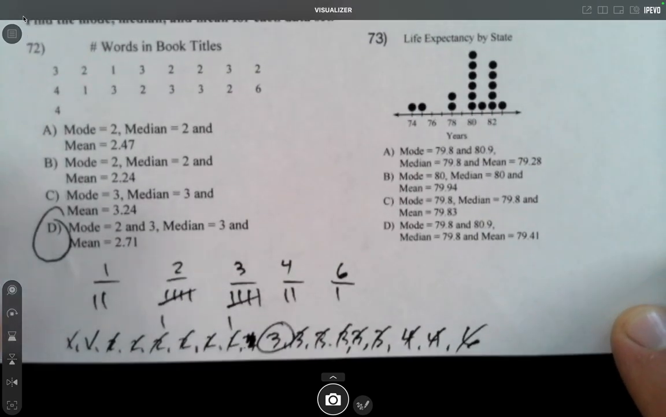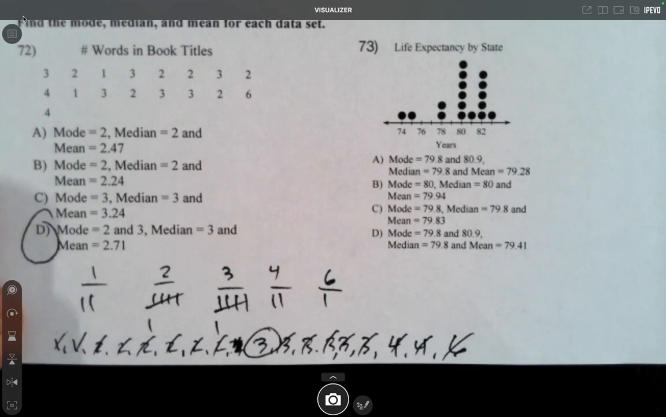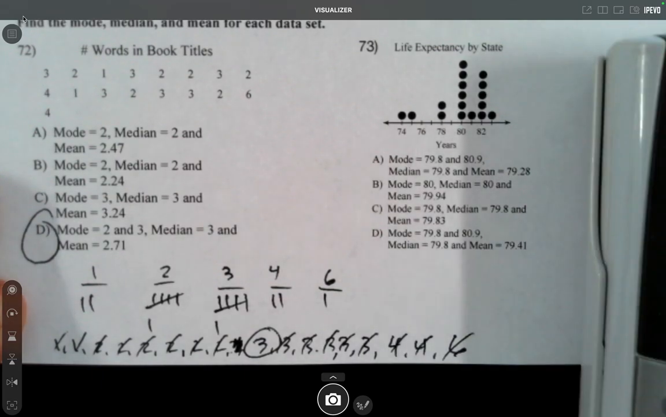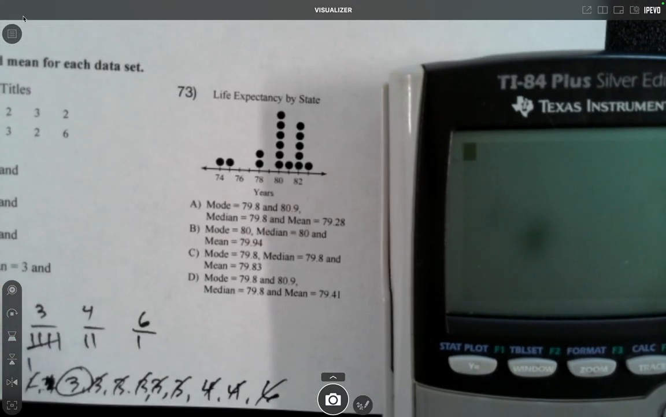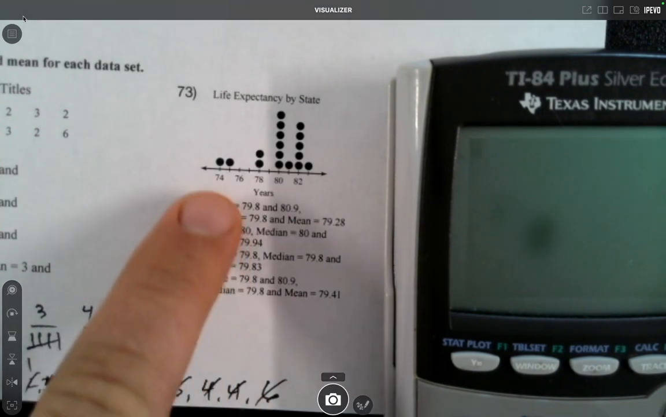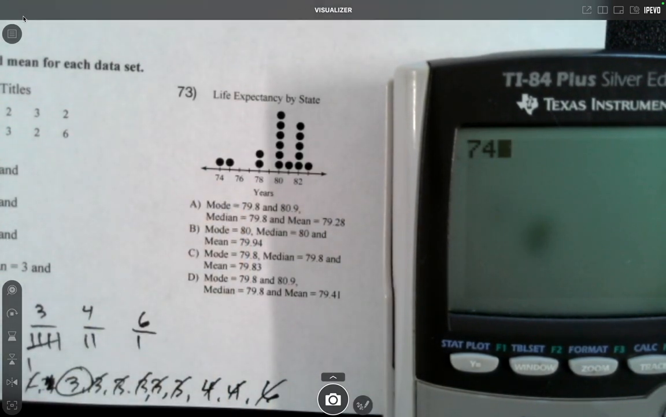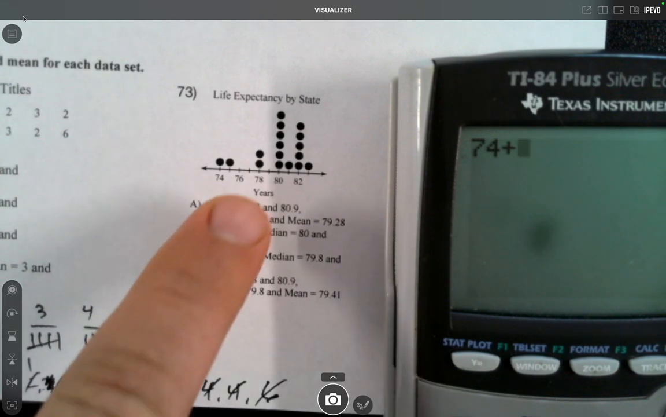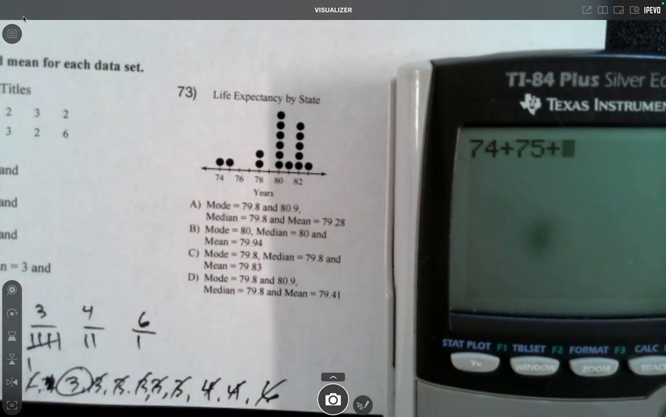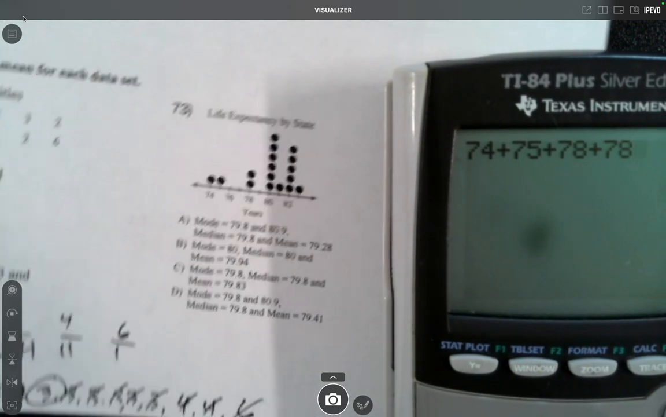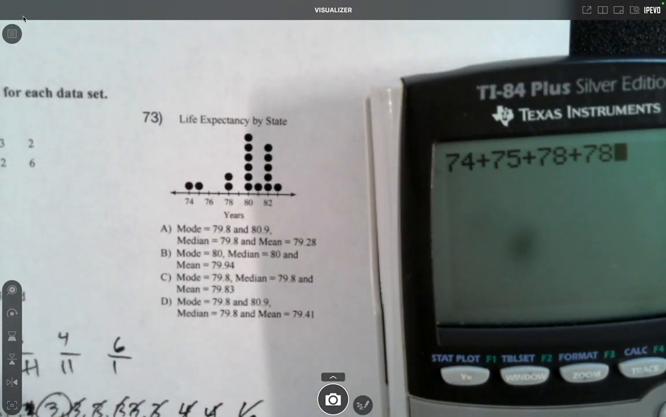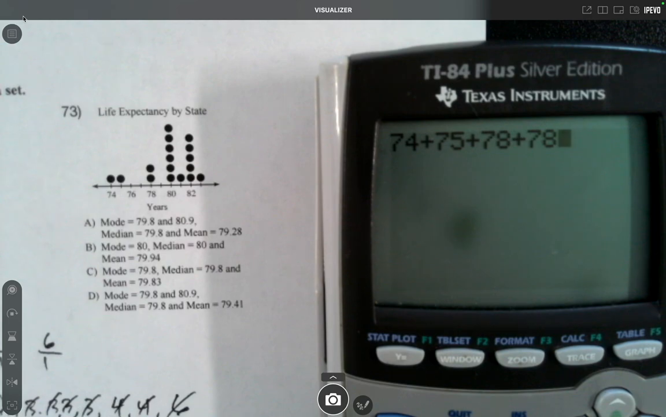Okay. On 73, I'm not going to go through all 3 of them. I'm just going to find the mean like we talked about, because they're all slightly different. So this is 74, 75. Then we have 2 78s. You could also type in your calculator 2 times 78 if you wanted to.